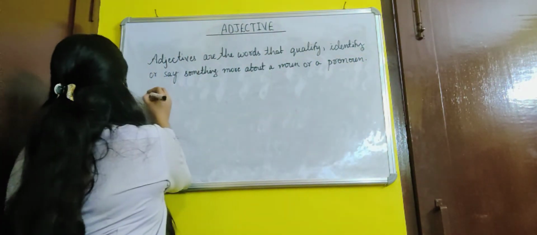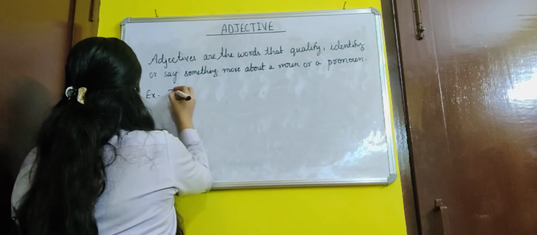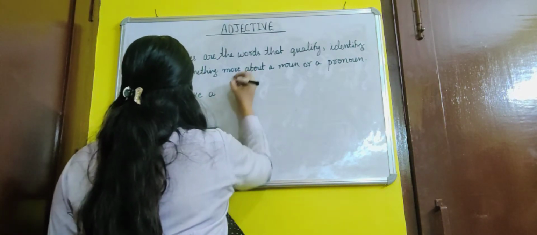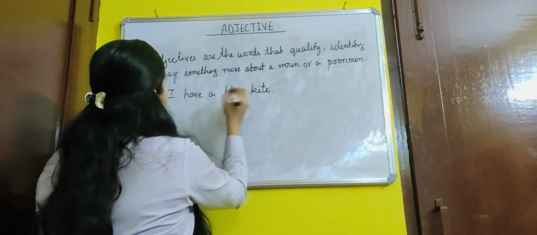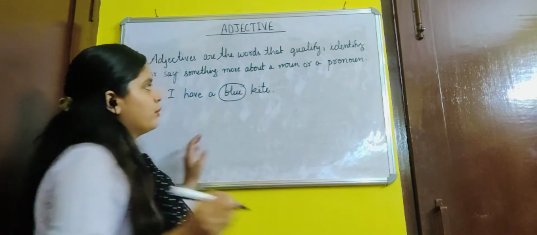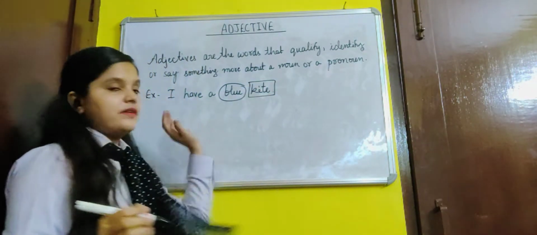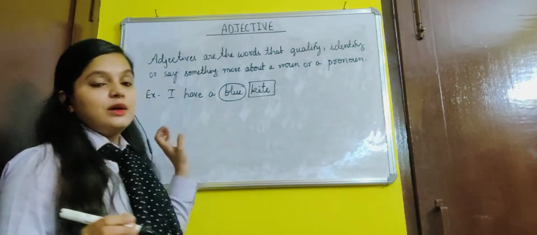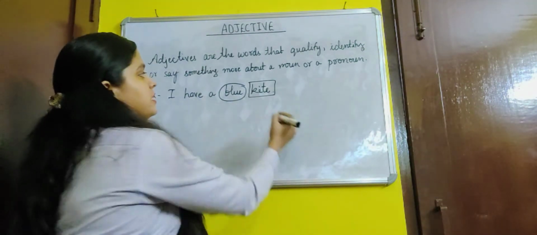Okay, now see the example. I have a blue kite. Okay, so here the word blue is telling more about the word kite. I have a kite, but this kite is blue in color. So the word blue is adding something more to this noun. It is telling us more about this kite.